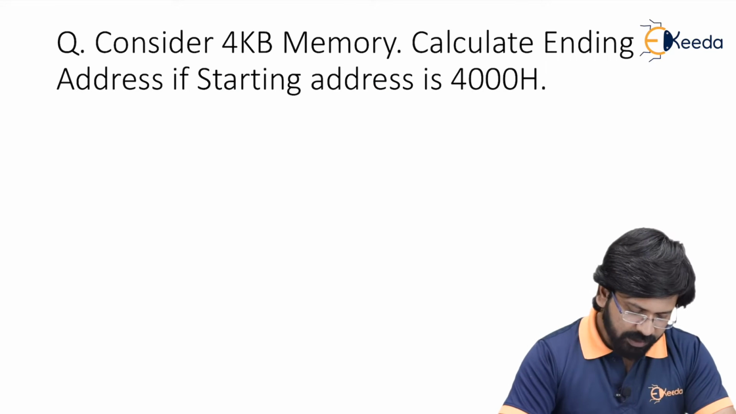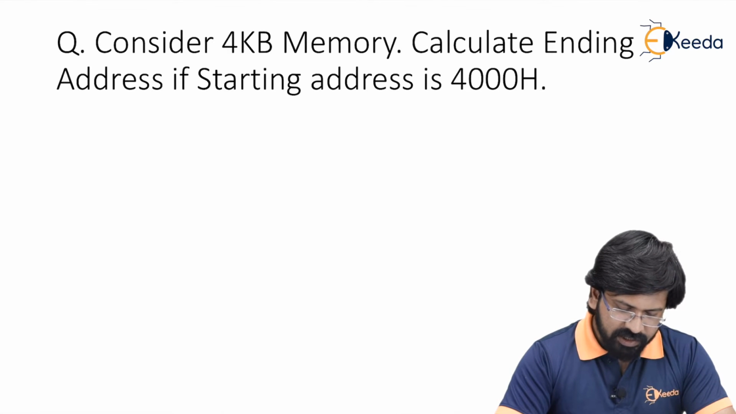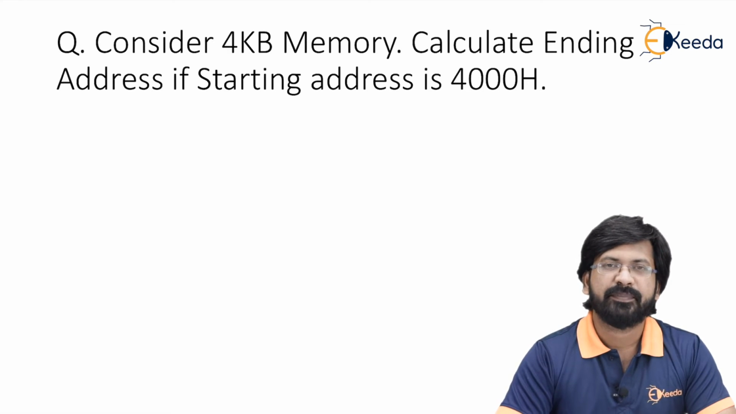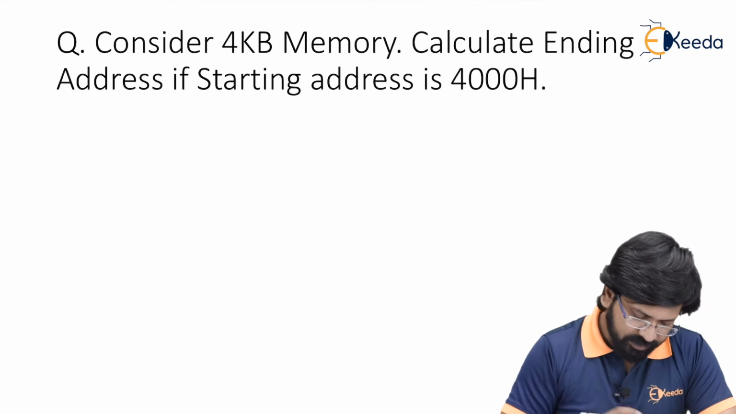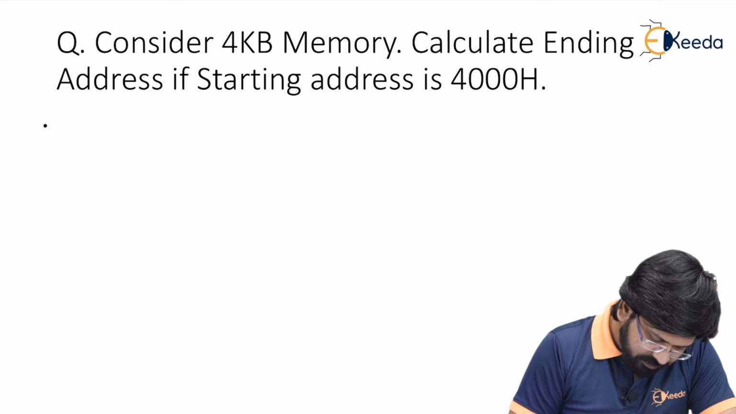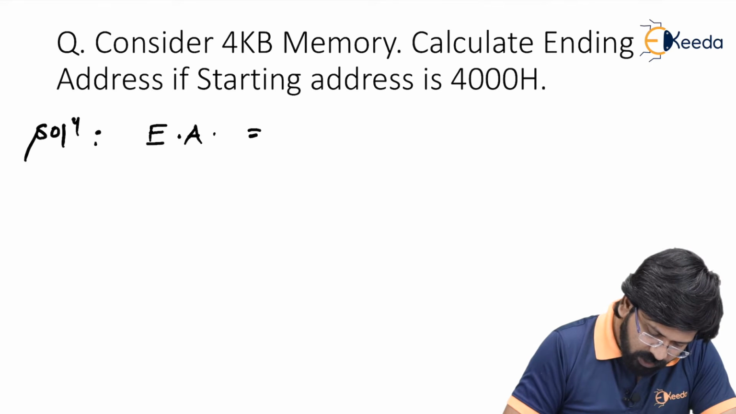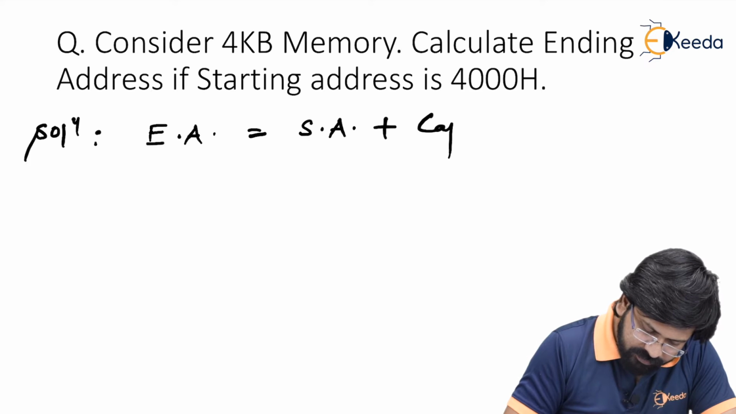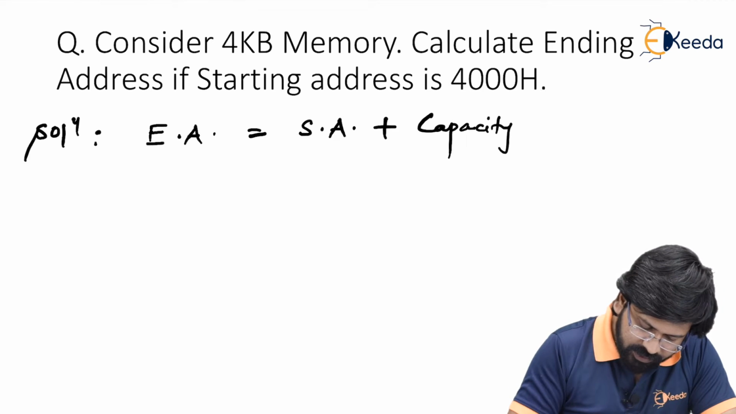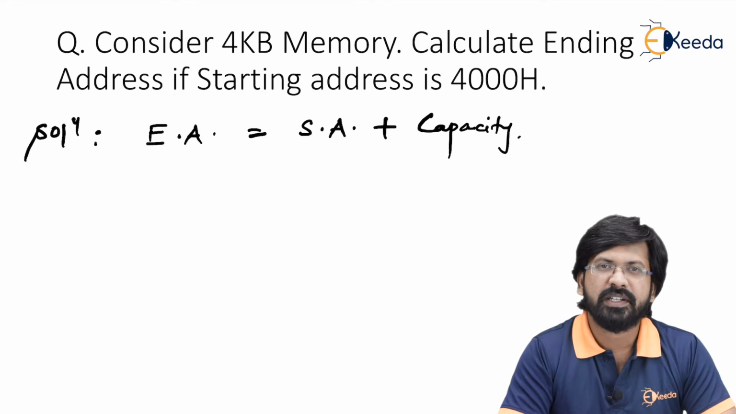The first question has appeared on the screen. Consider 4 KB memory. Calculate the ending address if the starting address is 4000 hex. Now to solve such problems, we should know one formula. That formula is: ending address is always equal to starting address plus capacity. It's a very simple formula.